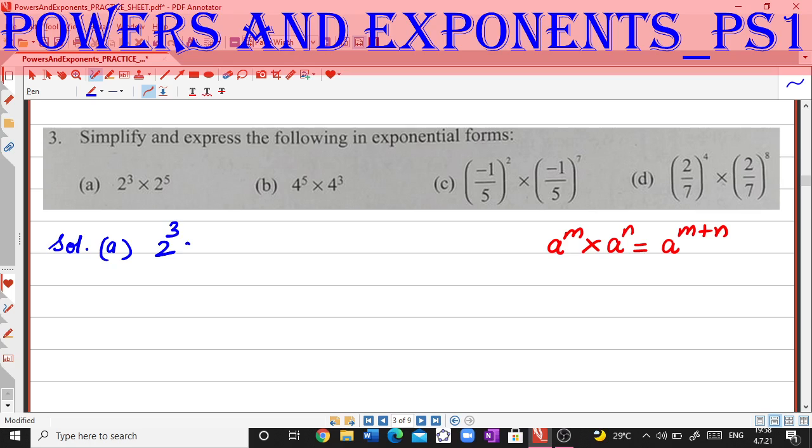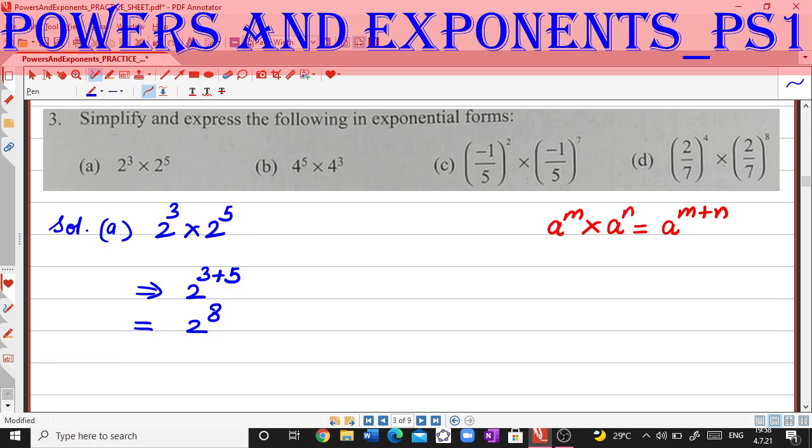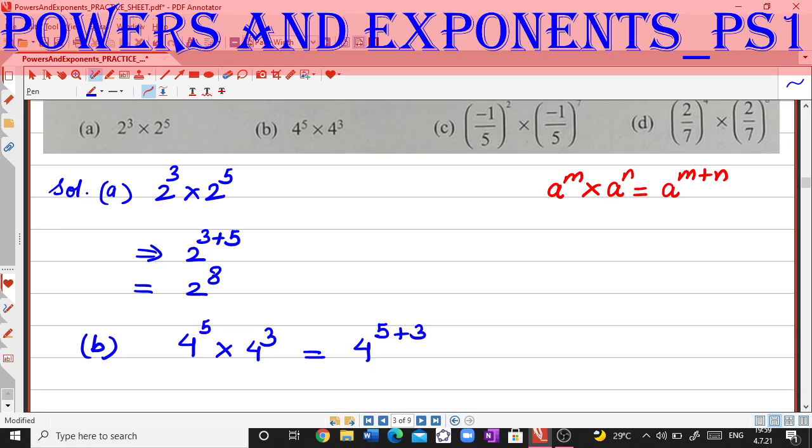This is 2 to the power 3 multiplied by 2 to the power 5. So this could be represented as the bases are the same. So the base is 2, same base, and the powers need to be added. So like this it is equal to 2 to the power 8, and we have to represent each in exponential form only. Again solving B, this is 4 to the power 5 multiplied by 4 to the power 3. So the base is the same and the powers are different, the operation is multiplication, so you need to add the powers. So simply the answer is 4 to the power 8.